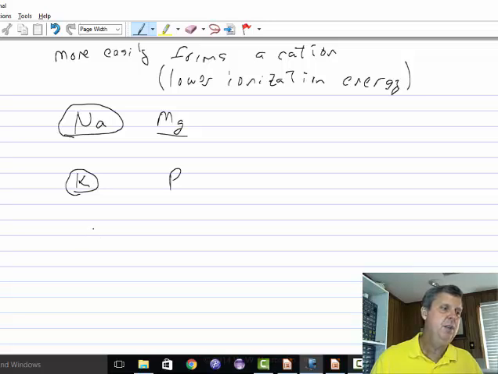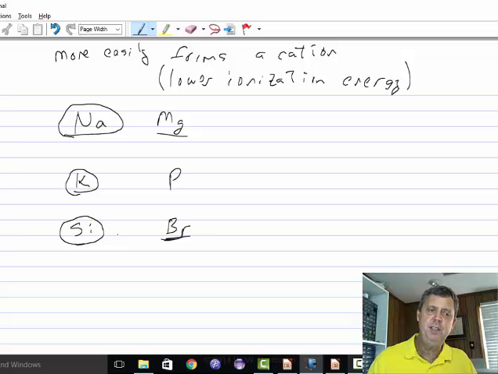If we look at silicon versus bromine, bromine is actually lower on the periodic table, but it's 4 spaces to the right. So lower means it has lower ionization energy. 4 spaces to the right means it has higher ionization energy. So this should have higher ionization energy, and silicon should be more easily ionized to form a cation.